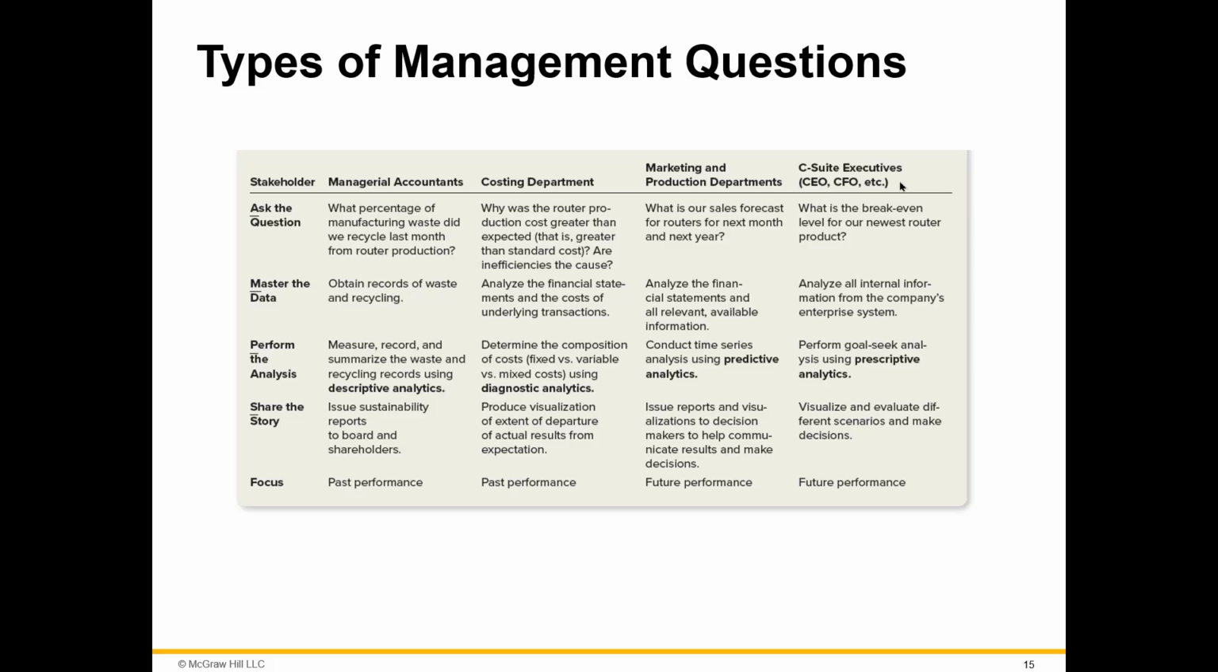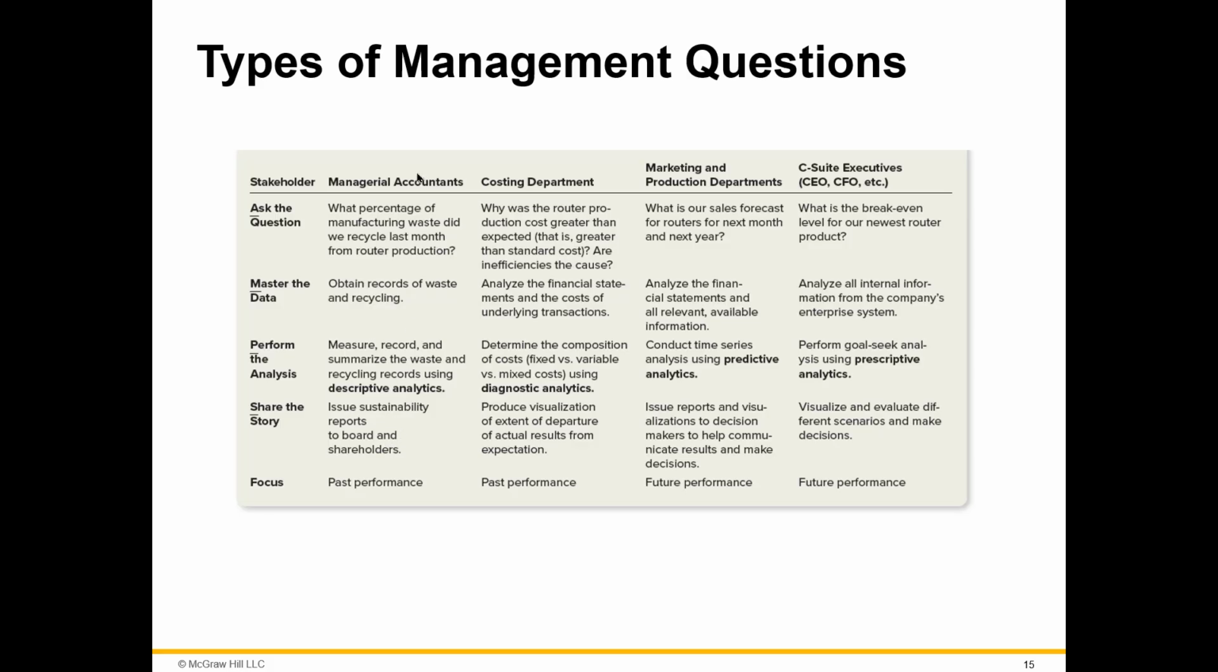So these would be 4 users or 4 types of stakeholders that have different questions. Managerial accountants or management accountants might have different questions than the costing department, which is different than the marketing and production, which is different than the C-suite executives. And they're going to make and have some different decisions and some different questions and some different processes to answer those questions in terms of the AMPS model.